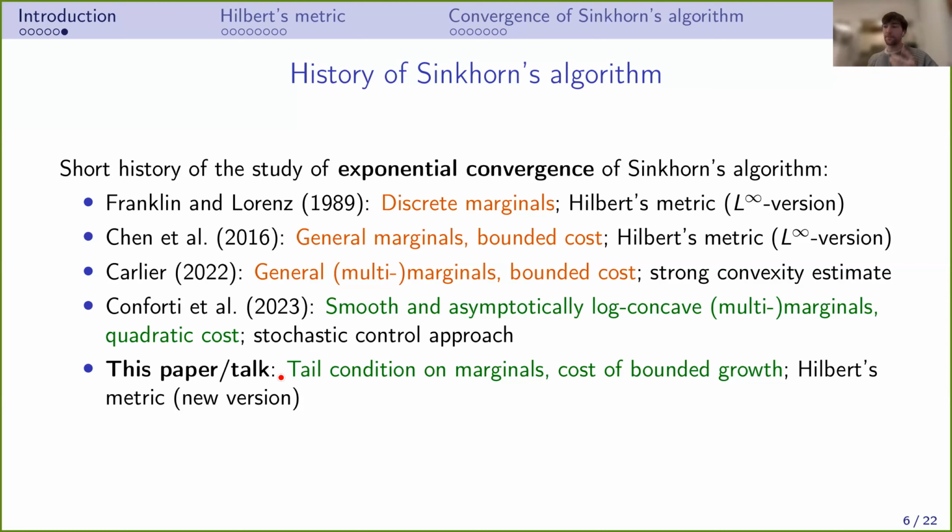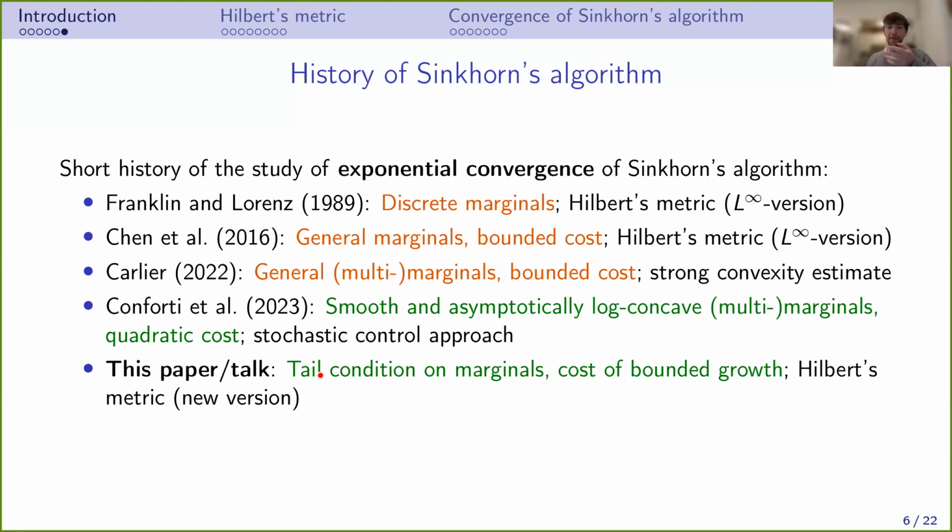Now what I want to show you in this talk is that we can actually obtain exponential convergence of Sinkhorn's algorithm just with suitable tail conditions on the marginals, or correspondingly suitably bounded growth of the cost function. So in a sense, the tails of the marginals need to be sufficiently light compared to the order of growth of the cost function.